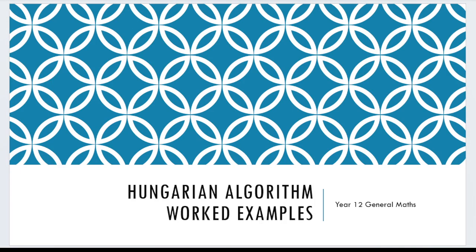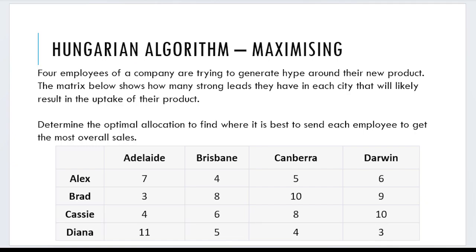So in this example, we're going to look at what happens when we need to maximize our allocation in a Hungarian algorithm problem. In this context, we've got 4 employees of a company: Alex, Brad, Cassie, and Diana. They're trying to generate some hype around their new product. The matrix below shows how many strong leads they have in each city that will likely result in the uptake of their product. We're going to determine the optimal allocation to find out where it is best to send each employee to get the most overall sales. So Adelaide, Brisbane, Canberra, or Darwin.